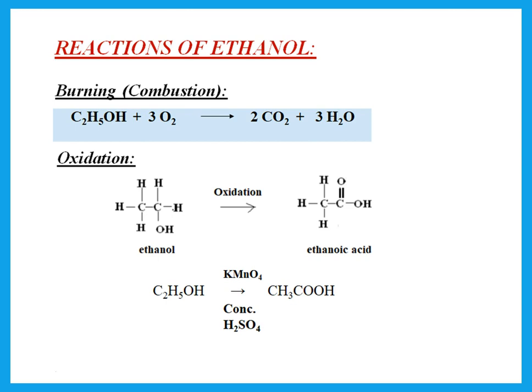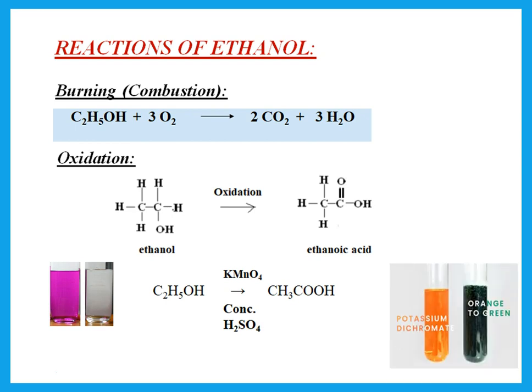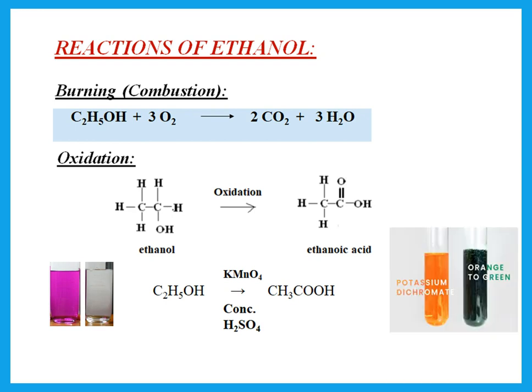So the conditions for oxidation of an alcohol. First of all, we need acid. We need concentrated sulfuric acid. And then I can use potassium permanganate. Remember, in that case, potassium permanganate will change from what to what? From purple to colorless. Or I could use potassium dichromate, and you should remember that potassium dichromate would change from orange to green. So either of these will change the alcohol to the corresponding acid. So if I oxidize ethanol, it gives ethanoic acid, propanol gives propanoic acid, and so on.